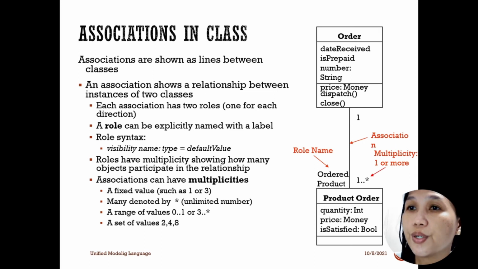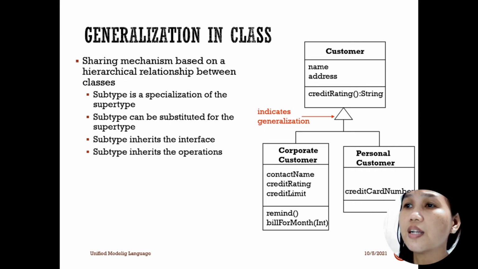So in association, there is a role. A role can be explicitly named with a label. The role syntax is visibility, name, double colon, type, equals default value. Roles have multiplicity showing how many objects participate in the relationship. So an association can have multiplicities: a fixed value such as 1 to 3, or many, denoting an unlimited number, a range from 0 to 3, or a set value of 2, 4.